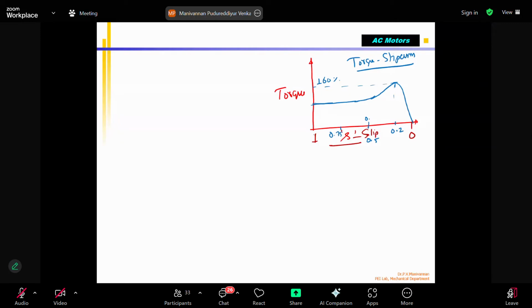You can reverse it also. The torque becomes 0 when slip equals 0. That means NS is equal to the rotor speed. The rotor is catching up, so there is no pulling power. Magnetic lock, then torque will not be produced in an induction motor. There has to be slip, and the maximum torque happens at a slip value of 0.2 in an induction motor. That will be 160% of this one.